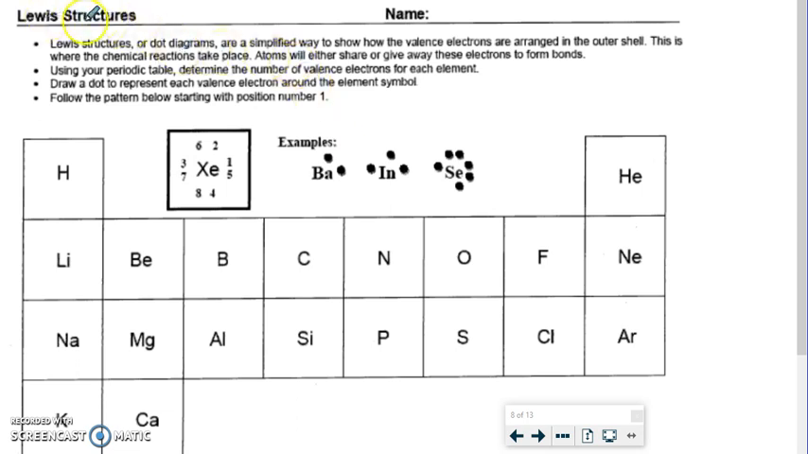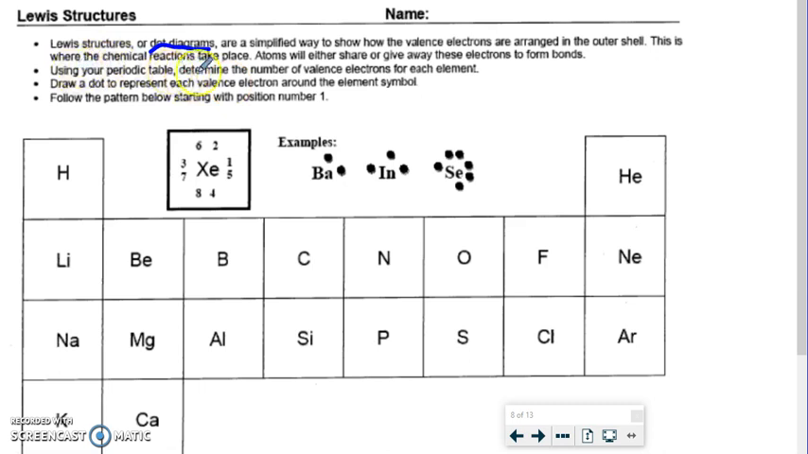Okay, so this is called a Lewis structure. Lots of teachers will call it, right here, a dot diagram. And it's a simple and easy way to show the valence electrons in the outer shell. And this is going to be important for making these atoms happy in the next unit. Okay?